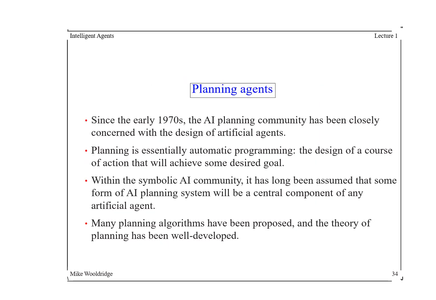Now, planning agents are basically automatic programming agents, and the design of it is to achieve a desired goal. Within the AI symbolic community, it has been assumed that some form of AI planning system will be a central component of any particular artificial agent. Many planning algorithms have been proposed, and the theory of planning has been developed.